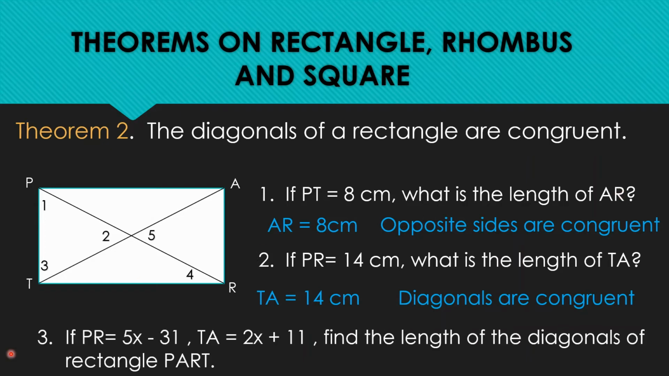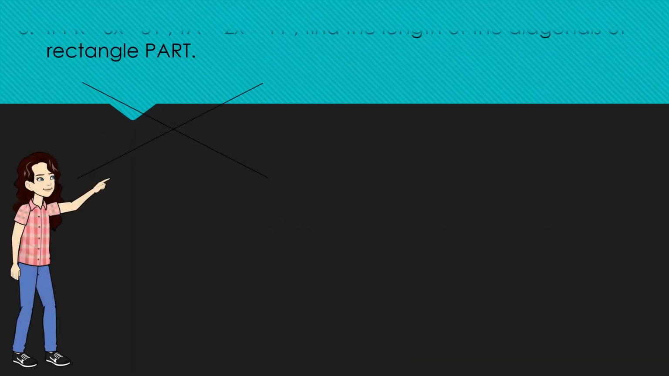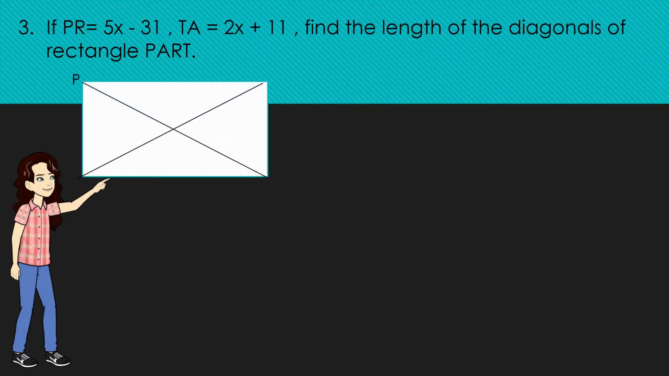Okay, number 3. If diagonal PR is equal to 5x minus 31, and diagonal TA is equal to 2x plus 11, find the length of the diagonals of rectangle PART. Okay, let's proceed. On this figure, same figure, rectangle PART.